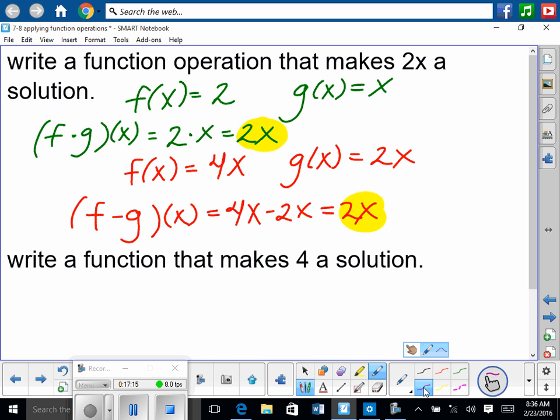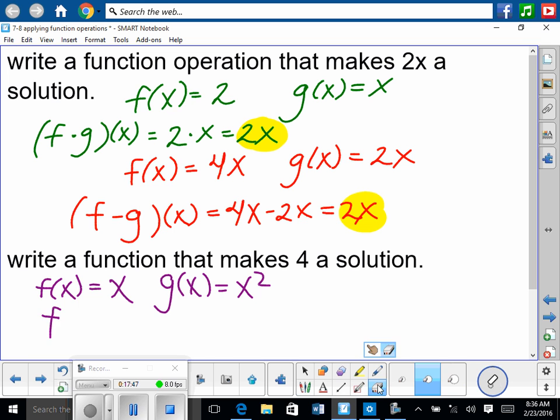Good for you. Then it says write a function that makes 4 a solution. So I'm like, okay, let's see. Let's come up with a good one. F of x is equal to x, and let's say g of x is equal to x squared. And I say, okay, a function operation that would make 4 a solution. This one I'm making a little bit more advanced. G of f of 2 makes this a true statement.